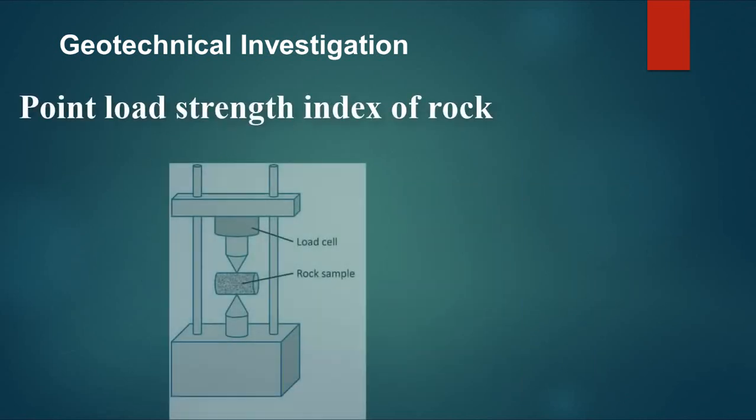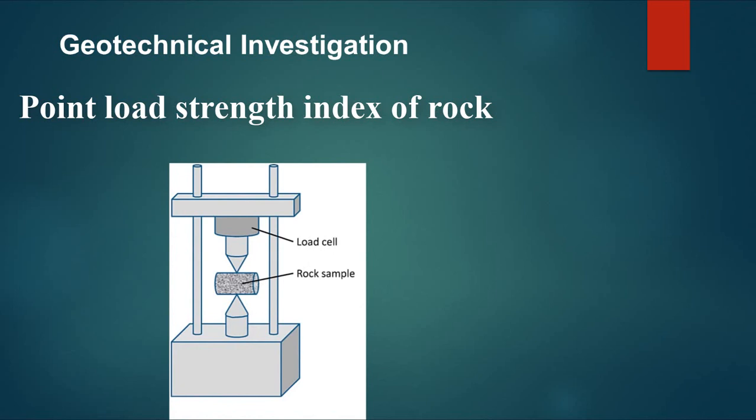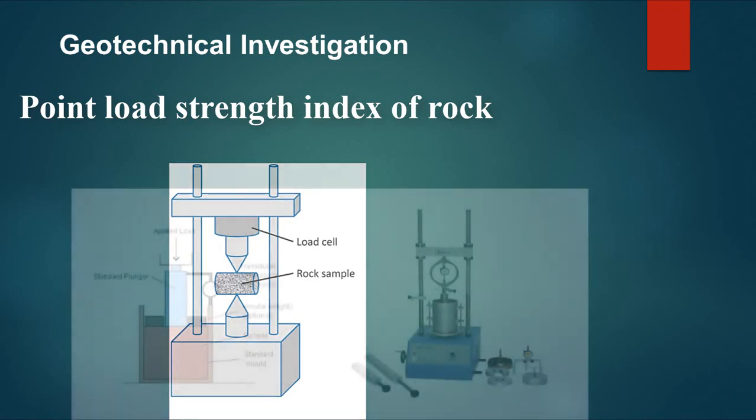Point load strength index of rock. This test is used to determine the point load strength index for rock. The testing specimen is subjected to increasing point load using coaxial truncated conical platens until it fails. The specimen is deemed failed when it splits apart.